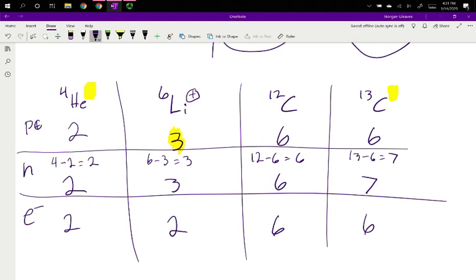And so we can see that the only difference between isotopes is that our neutrons go up. So carbon 12 and carbon 13 are isotopes of carbon. And the only difference between them is that their neutrons are different.